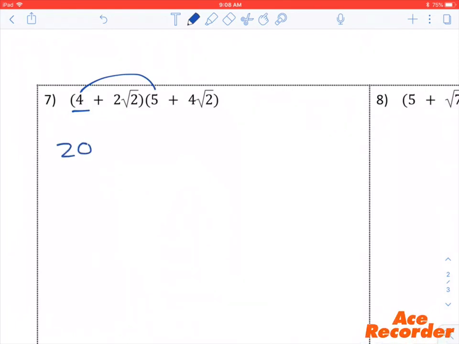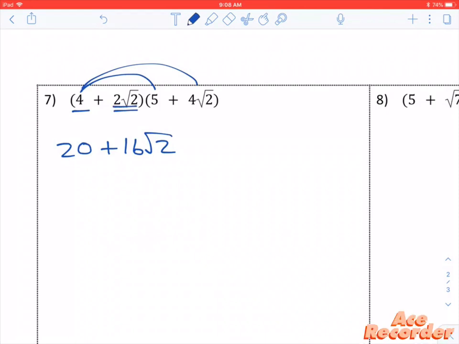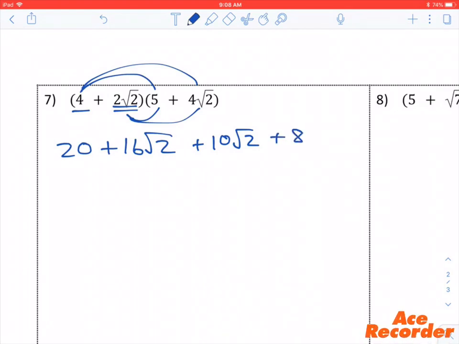4 times 5 is 20. 4 times 4 is 16 square root of 2. So the outsides multiply together, insides multiply together. Same thing here. 2 times 5 is 10 square root of 2. And then look what happens here. 2 times 4 is 8 on the outside. On the inside, 2 times 2 is 4.